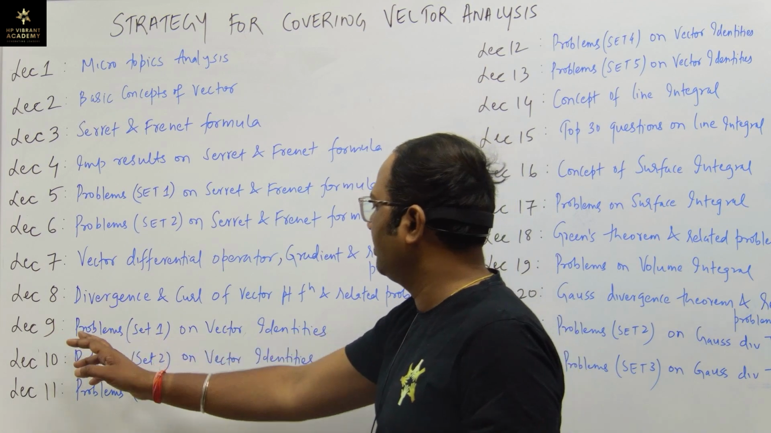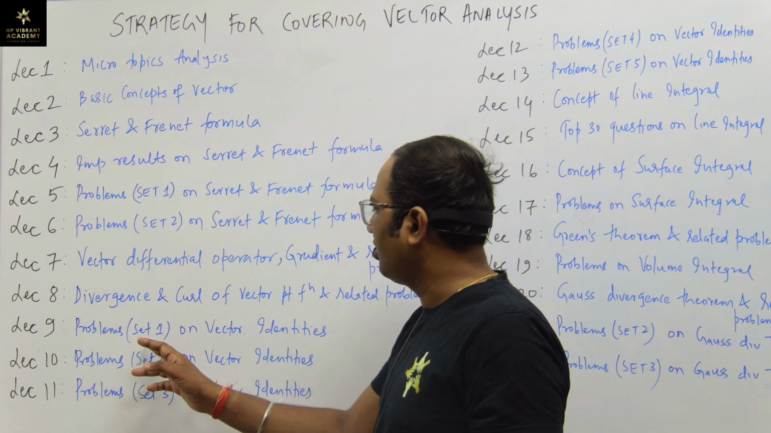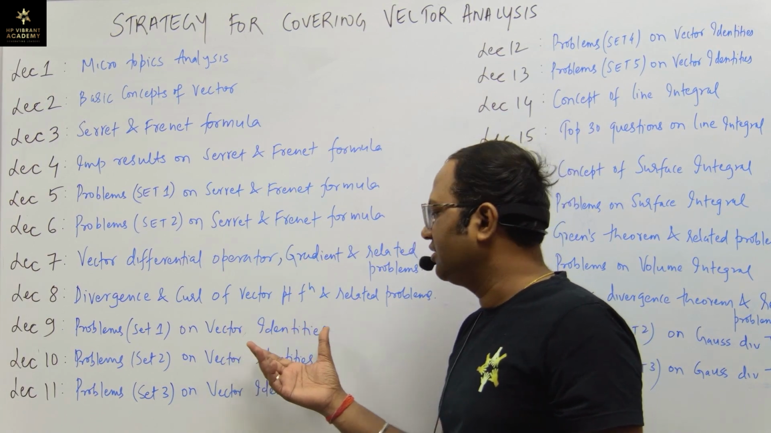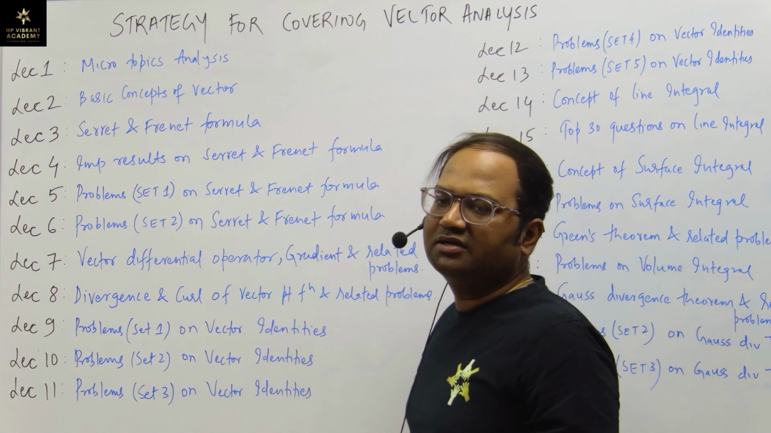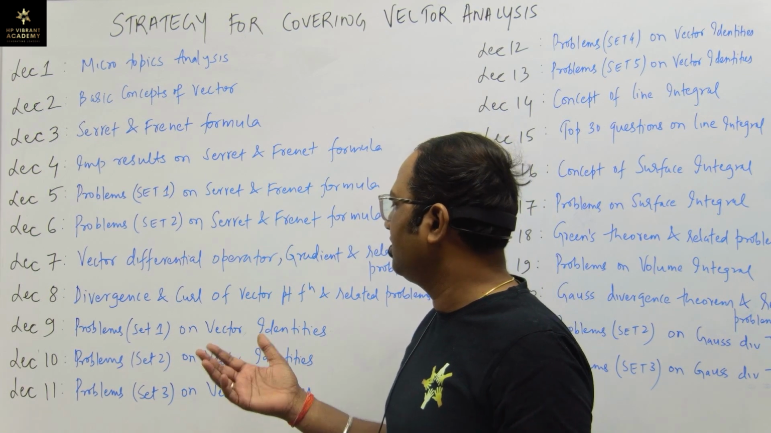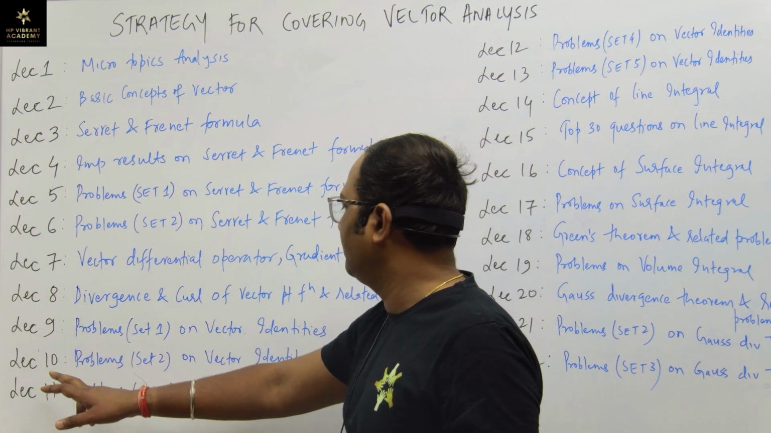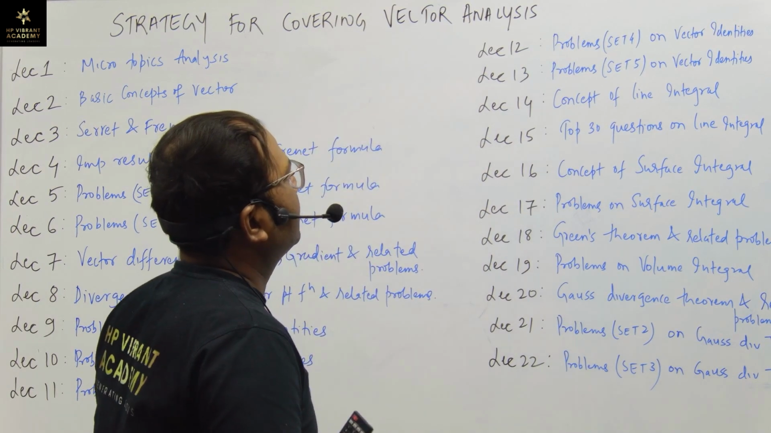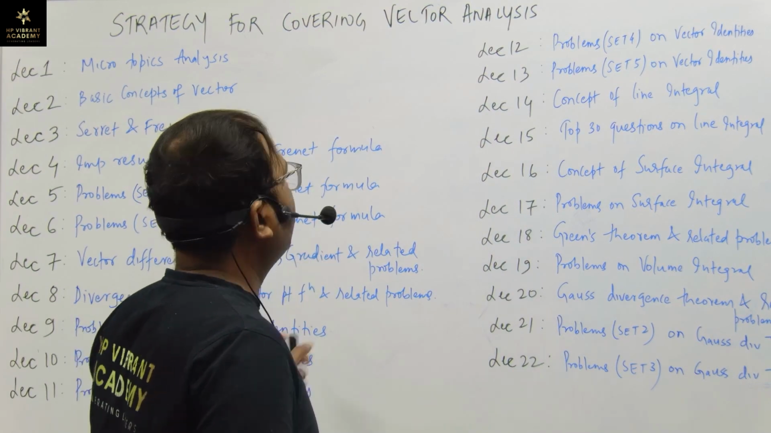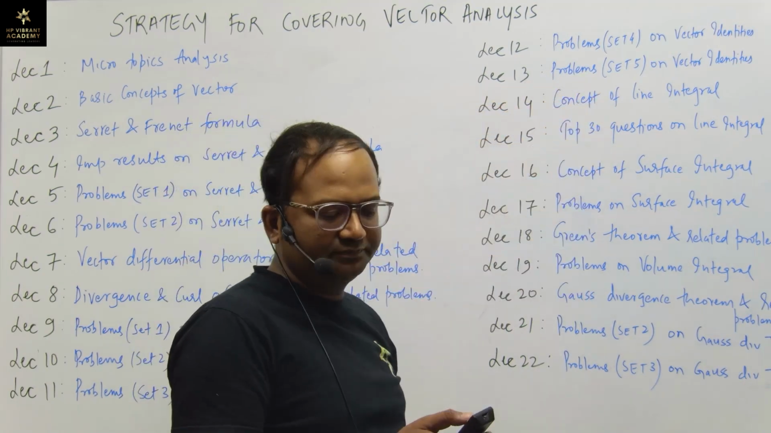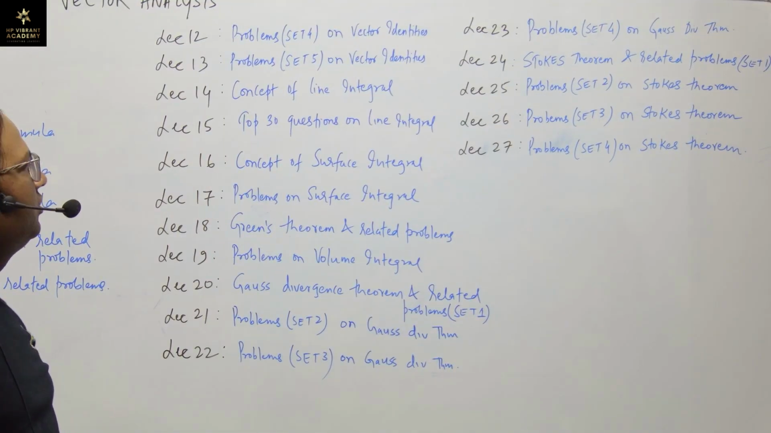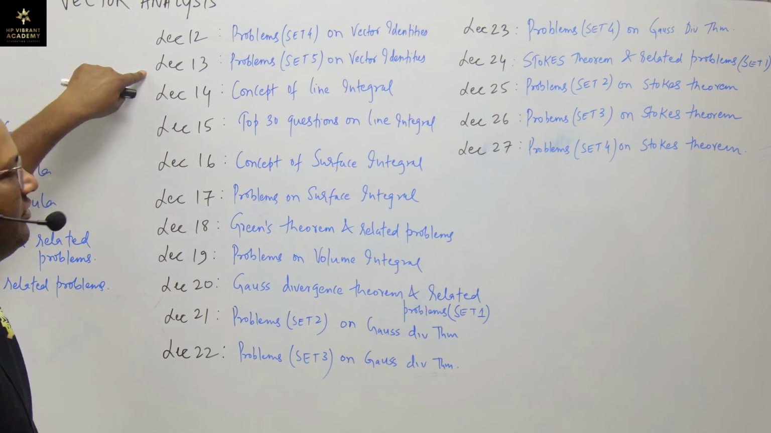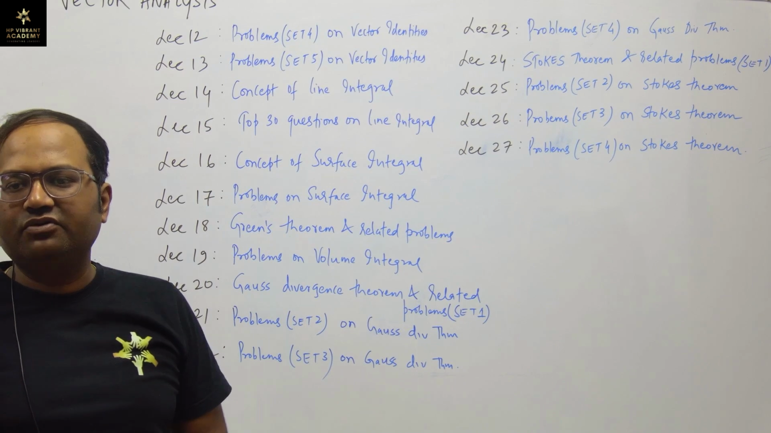In lecture 9, we will discuss problem set 1 on vector identities. There is a set of vector identities, and based on them we are discussing the problems. From lecture 9 to lecture 13, we have problem sets 1 to 5.